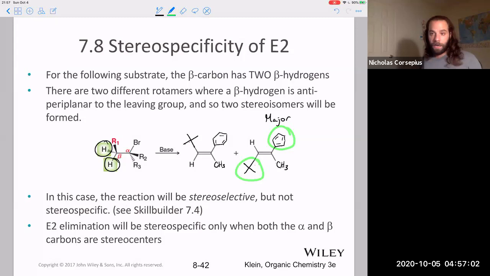When you have one beta hydrogen, then you have to really do some work in order to figure out what that product's going to be. So there's only going to be the one. If you have the two, you can sort of draw them both out and figure out which one's going to be the most stable based on that simple principle of decreased steric hindrance, meaning big groups want to be far apart.